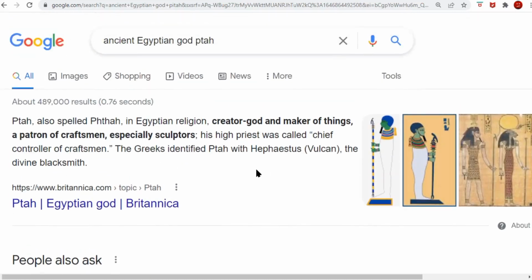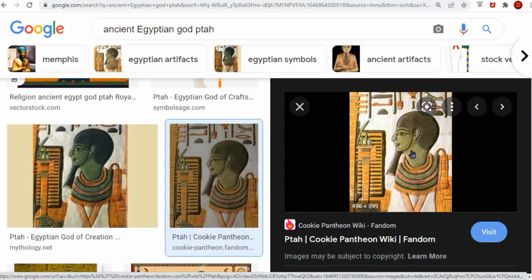And so Ptah, he was the ancient creator. He was the one that created the word first. He was the creator, God, and maker of things, patron of craftsmen, especially sculptors. His high priest was the chief controller of craftsmen. The Greeks identified Ptah with Vulcan, the divine blacksmith. He's an ancient green guy, and he's the one that talked to the serpent and got the wisdom from the serpent and created all this in language and wrote it all down.